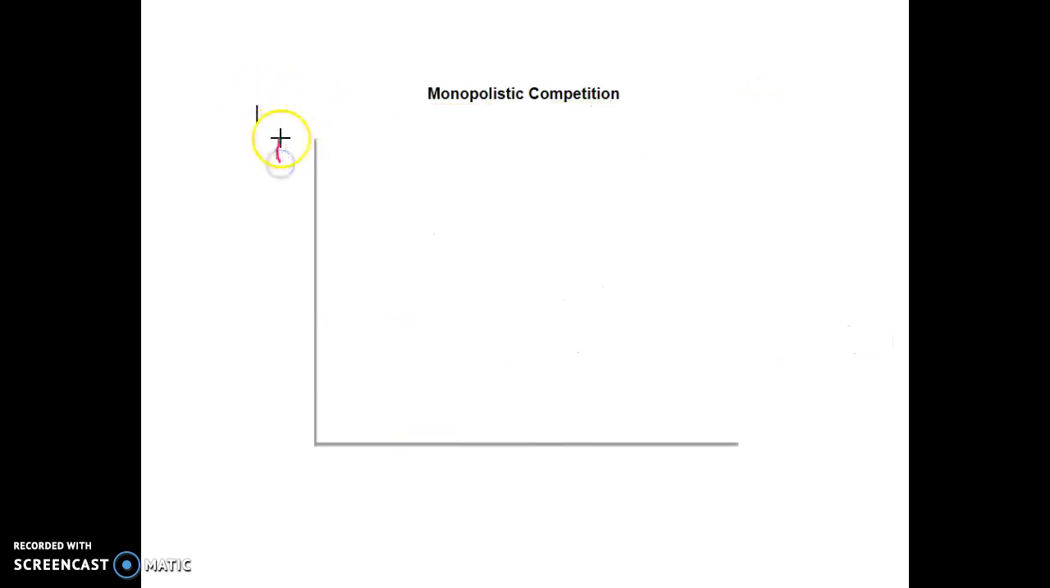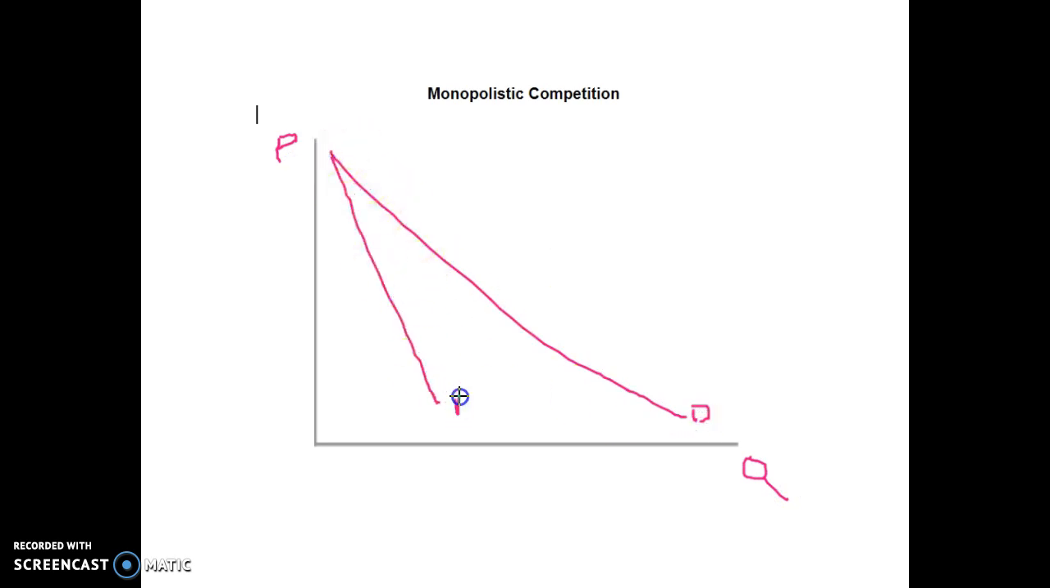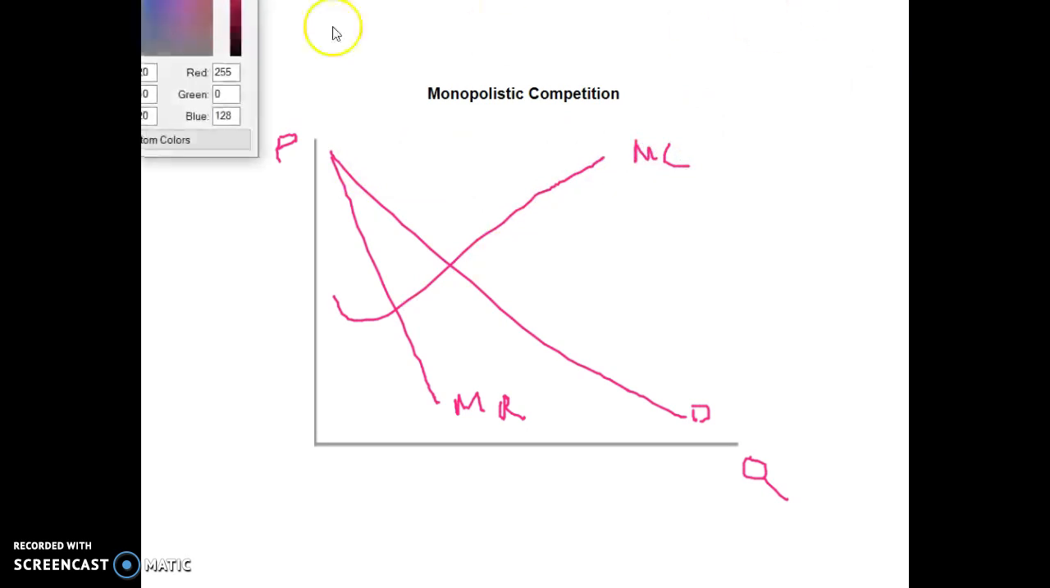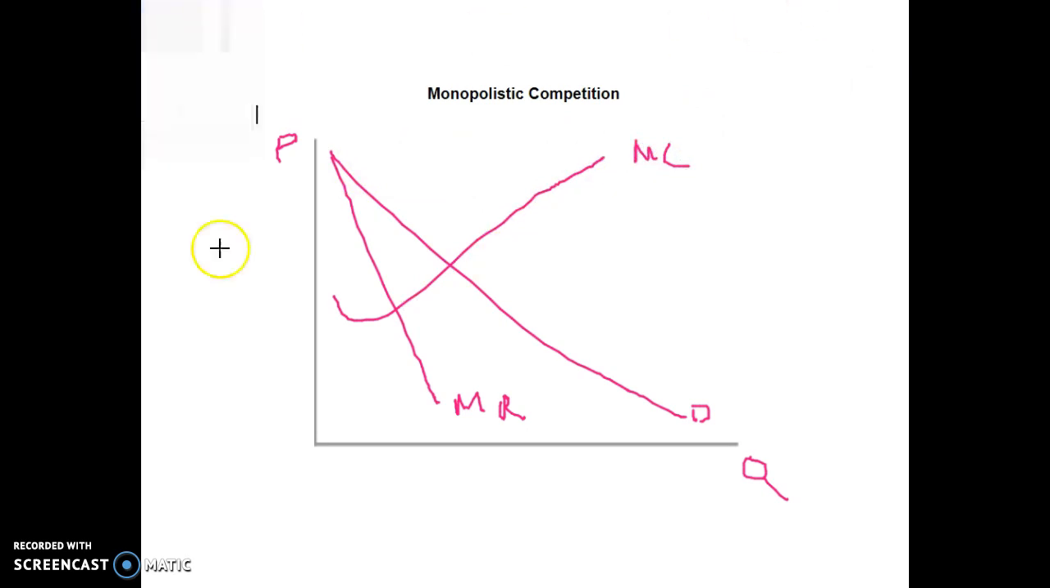So let's draw this again. We have price. We have quantity. We have our demand curve here. We have our marginal revenue curve here. We have our marginal cost curve here. And then I'm going to go ahead and put in a different color so it's a little more obvious. We're going to have our average total cost curve like that, ATC. This is long run equilibrium.